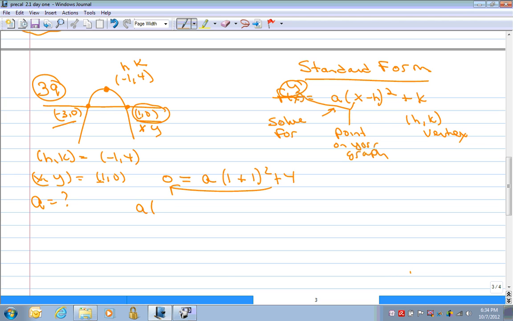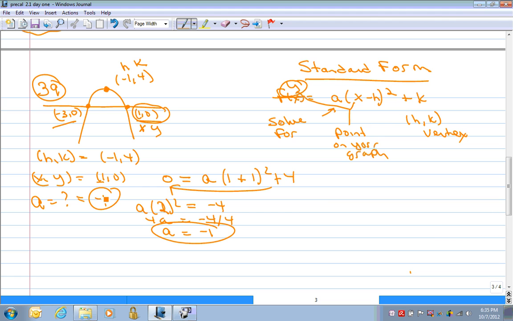So we have a times 1 plus 1, which is 2, squared equals -4. So 2 squared is 4. So we have 4a equals -4, and the value of a, divided by 4, is -1. So our value of a is equal to -1.